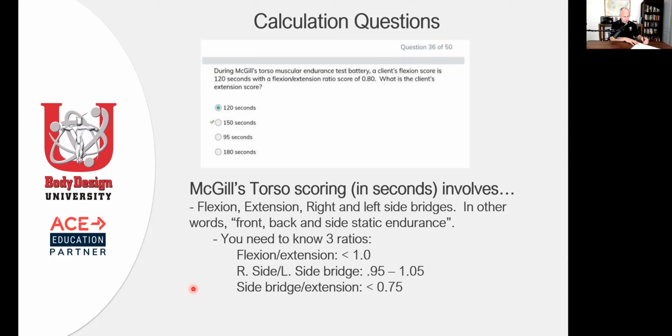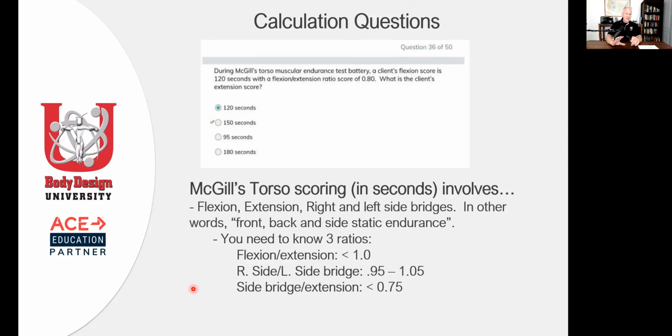So what are your numbers? Flexion extension, less than 1. Side to back, less than 0.75. And then the side to side should basically be equal to 1, but we know there's a little discrepancy, so 0.95 to 1.05. Do not let those numbers scare you. Those are your three things you have to remember from a pure memorization perspective when it comes to questions like this.